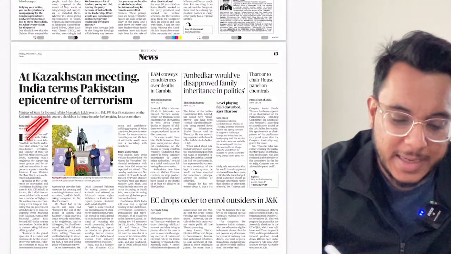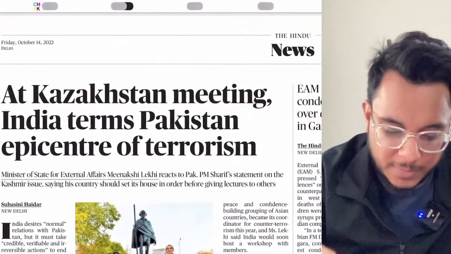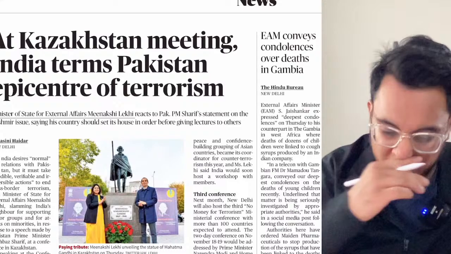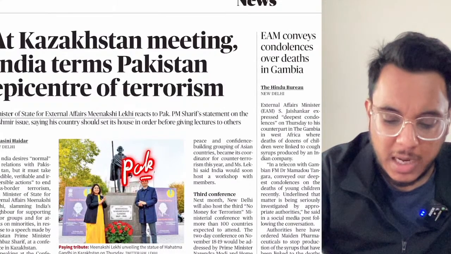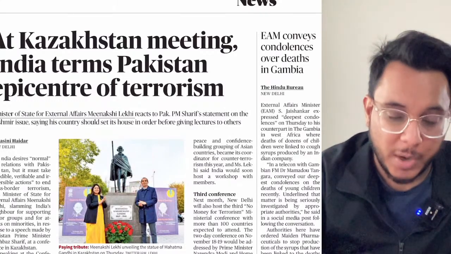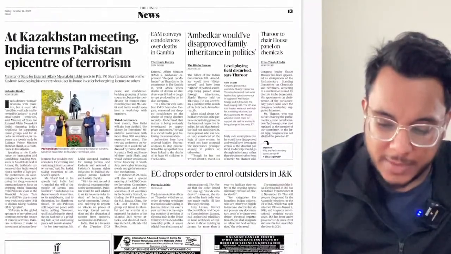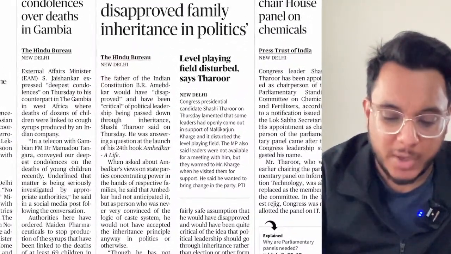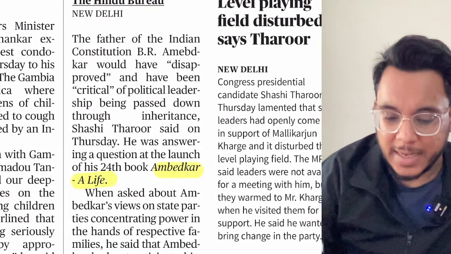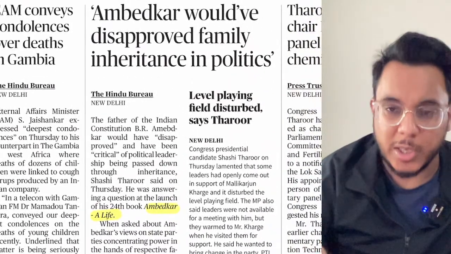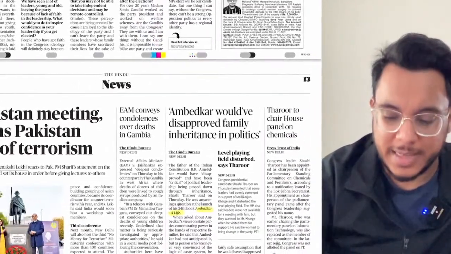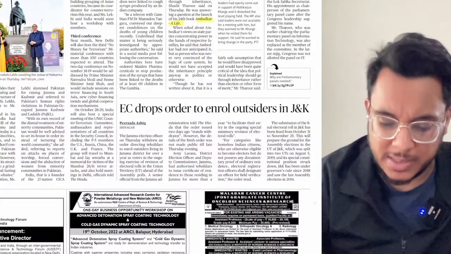At Kazakhstan meeting, India terms Pakistan as epicenter of terrorism. Okay. So basically guys, the Minister of State for External Affairs has stated that Pakistan has always been a hotbed of terrorism and had spread terrorism, particularly in India. Okay, then moving on, after that Ambedkar would have disapproved family inheritance in politics. Now this particular article talks about the book Ambedkar, a Life that has been published by Shashi Tharoor. Okay, then moving on. So basically there was a press conference and that is there. Okay, much important substance is not there in the article.